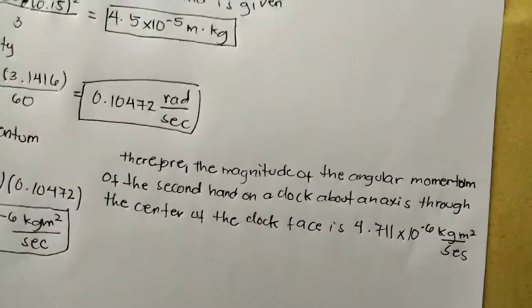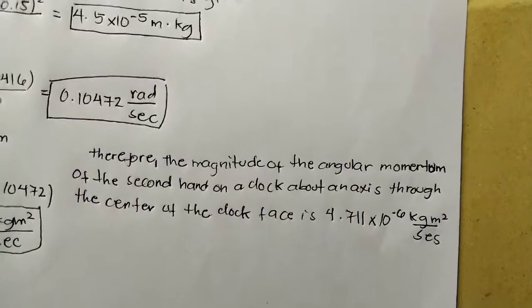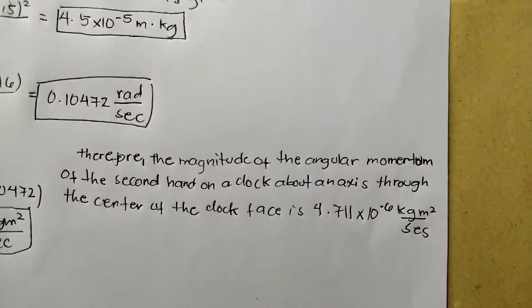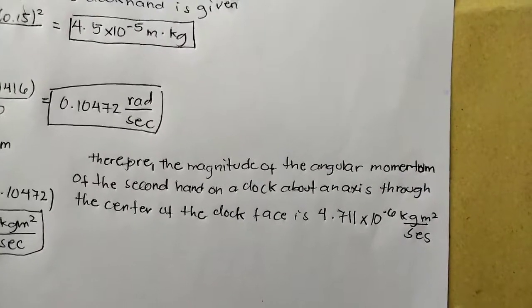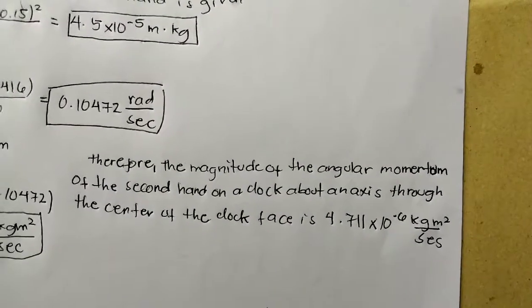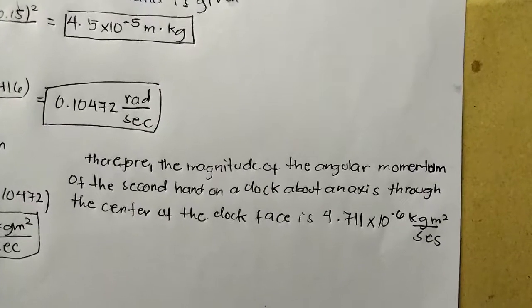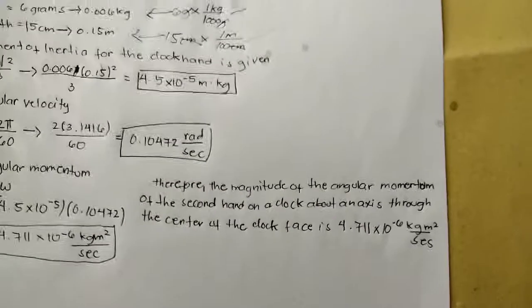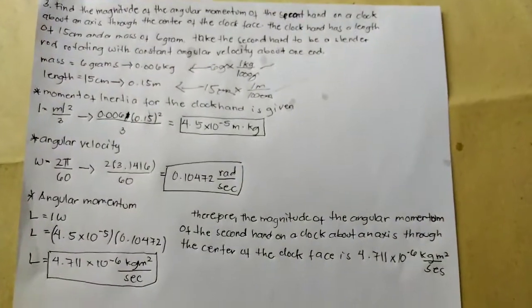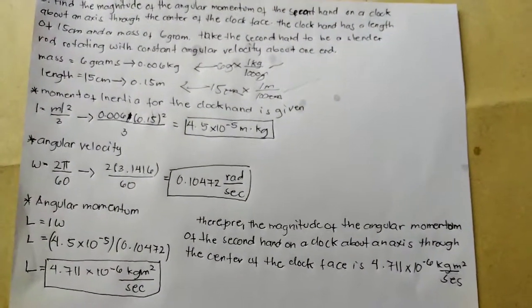So therefore, the magnitude of the angular momentum of the second hand on a clock about an axis through the center of the clock face is 4.711 times 10 raised to negative 6 kilogram meter squared per second. So that is our last problem. Then thank you.